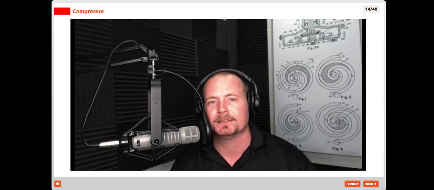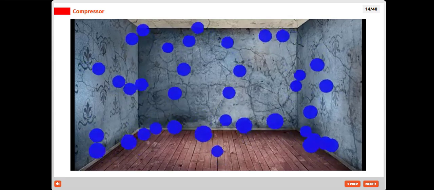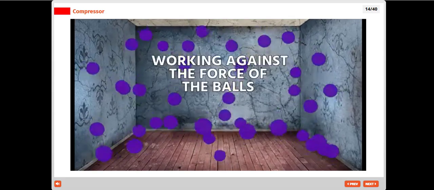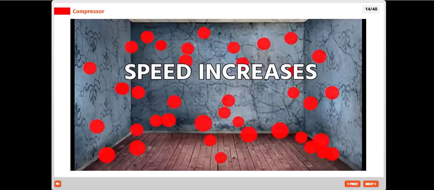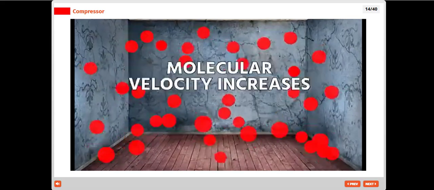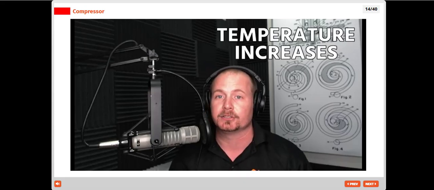Do they speed up or do they slow down? This wall, as it moves in, is working against the force of those balls bouncing off of it. And as it does that, the speed of those balls, as they bounce against the wall and against each other, starts to increase. The molecular velocity of these ping pong balls begins to increase. And so the temperature increases, because again, remember, molecular velocity is temperature, the same thing. And so that's what's happening inside of a compressor.